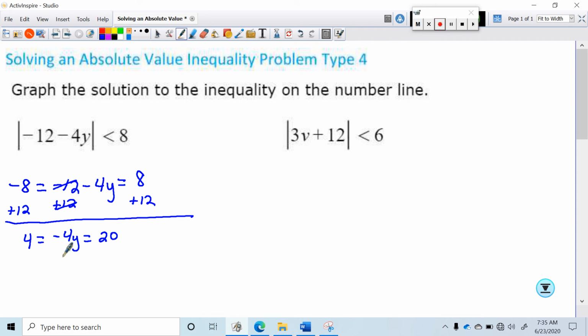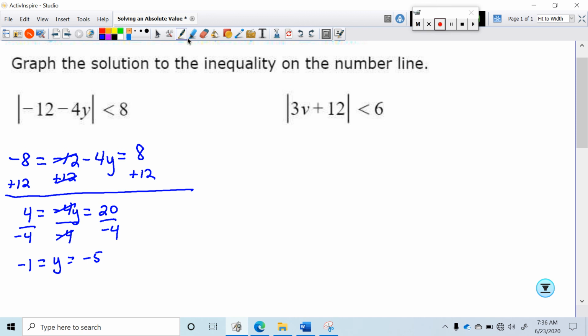The opposite of times is divide. So I'm going to divide both sides by negative 4. Not both sides, all sides by negative 4. So 4 divided by negative 4 is negative 1 equals, top cancels with bottom, y equals 20 divided by negative 4 is negative 5.